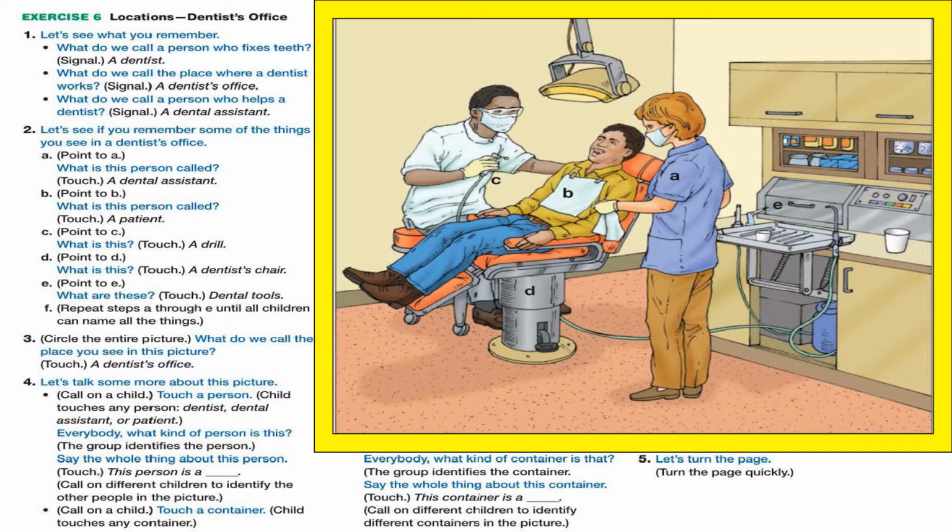Let's see what you remember. What do we call a person who fixes teeth? Get ready. Yes, a dentist. What do we call a place where a dentist works? Get ready. Yes, a dentist's office. What do we call a person who helps a dentist? Get ready. Yes, a dental assistant. Let's see if you remember some of the things that you see in a doctor's office.